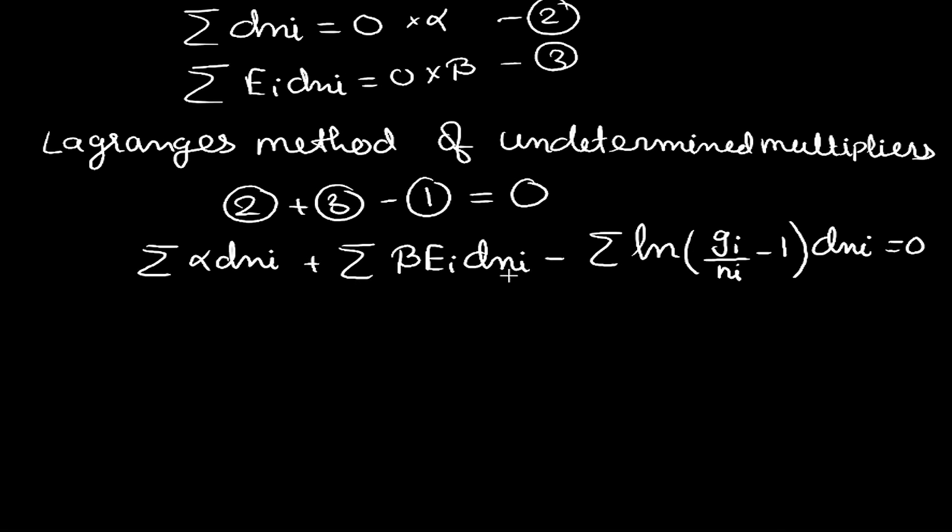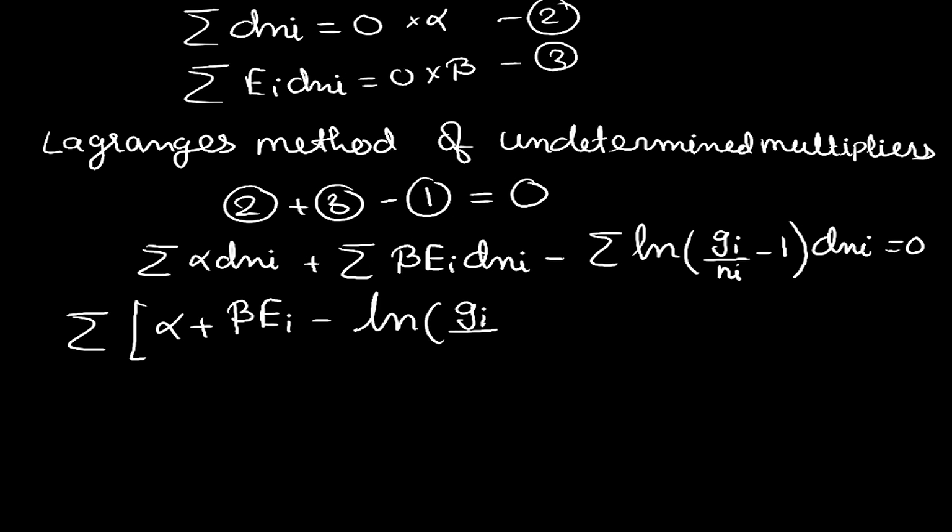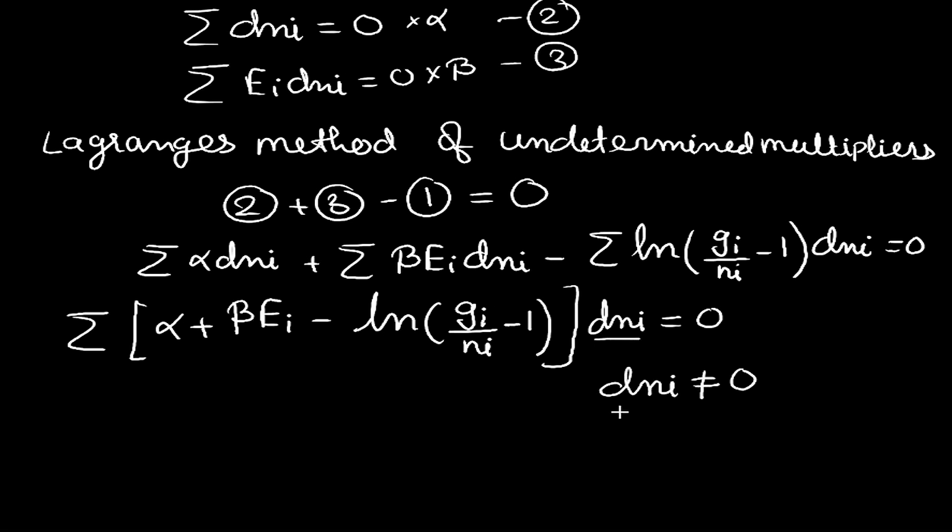Now I could separate the summation on one side and dni on the other side, and as a result we will have alpha plus beta ei minus ln of (gi upon ni minus 1), into dni, and that is equal to 0. In order to make this whole expression 0, either dni should be 0 or all the terms in the bracket should be equal to 0. We know that individually dni cannot be equal to 0, but the summation of dni is equal to 0. So this term, alpha plus beta ei minus ln of (gi upon ni minus 1), is equal to 0.